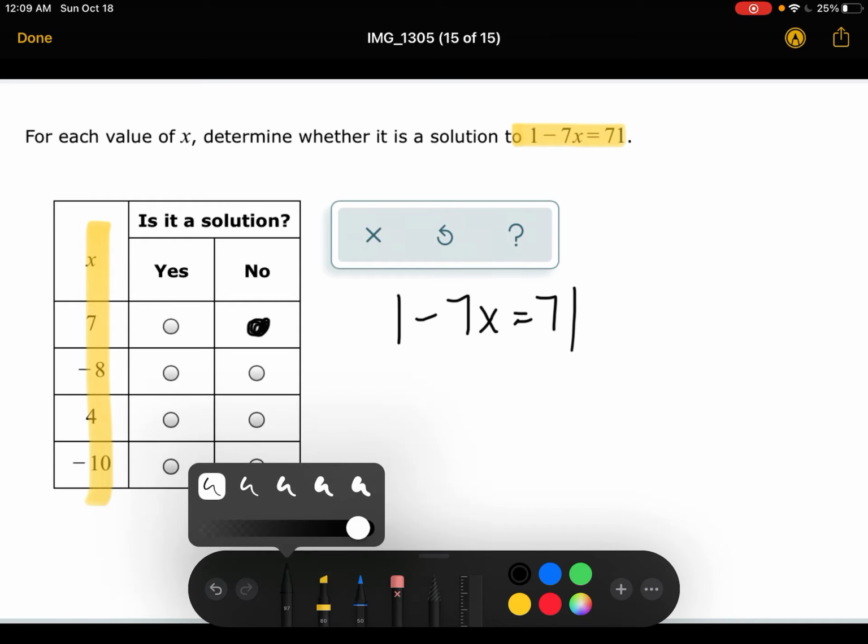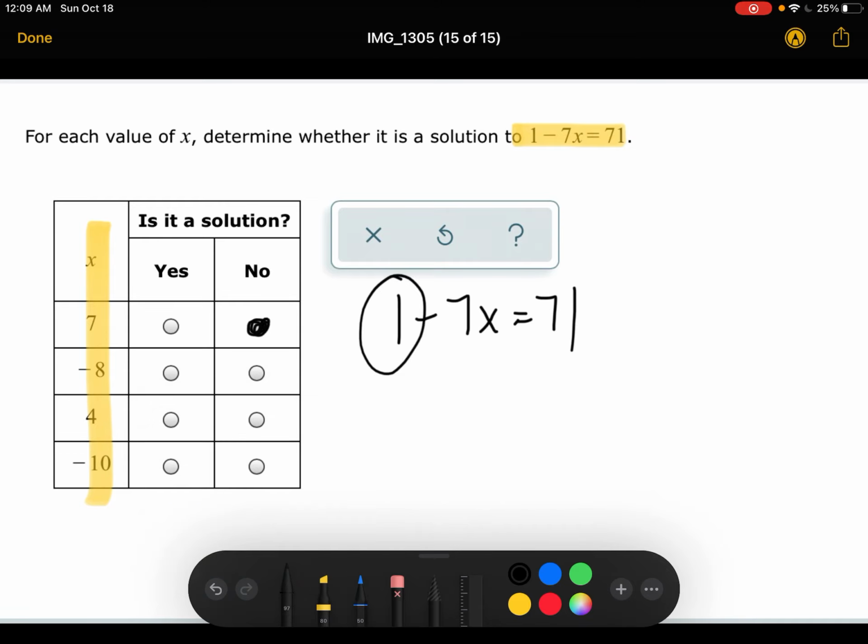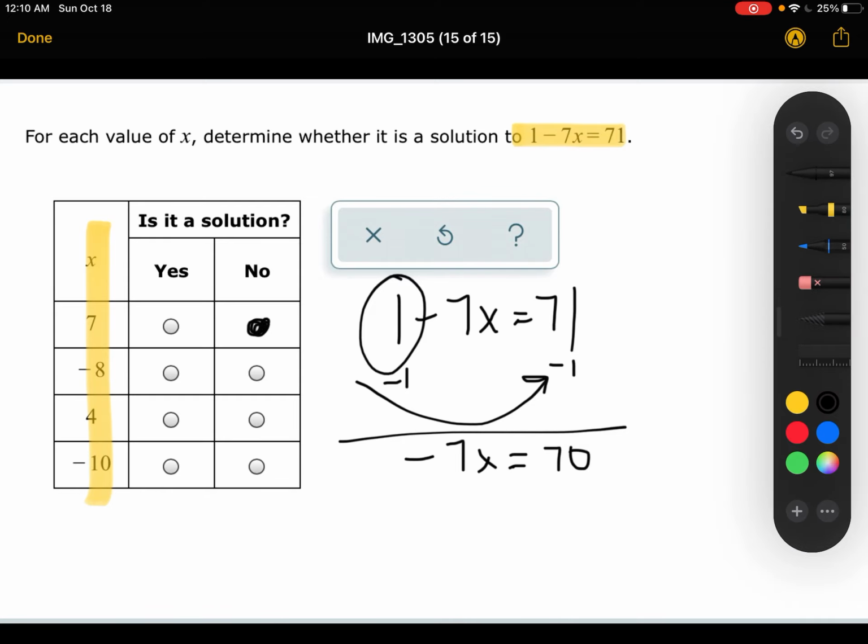So how it works is you're going to solve for x. If I have 1 over here that's positive, I'm going to move it to the other side, but to do so it needs to be negative. That leaves me with negative 7x equals 70. After that I still need to solve for x, so I'm going to divide by negative 7 on both sides, and that leaves me with x equals negative 10.